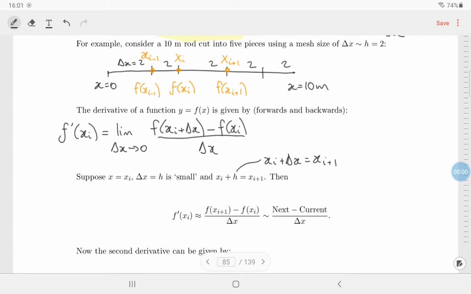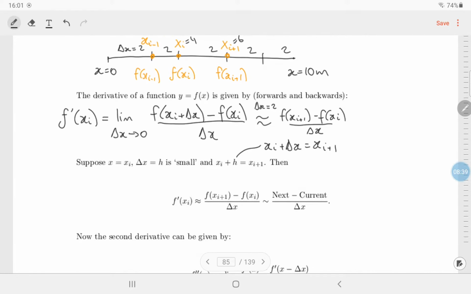Now how does this work? This is approximately, if we choose delta x in this case to be 2, f of xi plus delta x, so that will go from xi to xi plus 1. xi is actually equal to 4 and xi plus 1 is actually equal to 6. So if I do xi plus delta x, that's 4 plus 2 is 6. So that gets you to the next point, minus the point I'm at, divided by delta x. That's an approximation of the derivative.